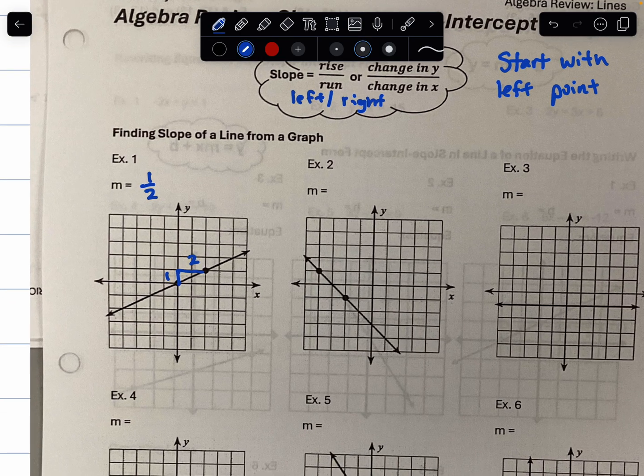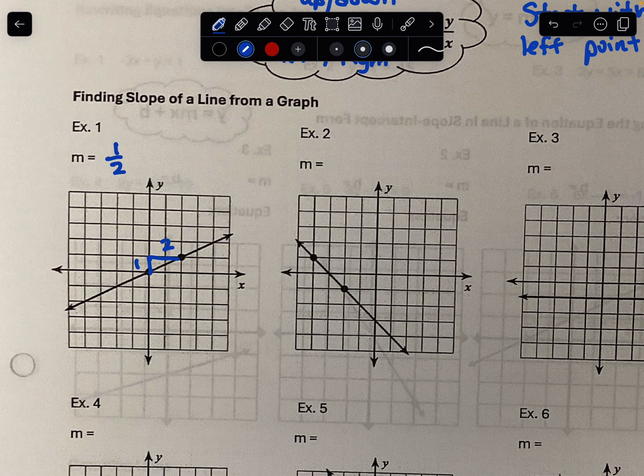Easy. All right, Cannon, number 2. Tell me what direction I would be counting first. If I start at the point on the left, then you're going to go down. Every time, start at the point on the left. How many would you count down? 2. And what type of number shows down 2? Negative. So -2, and then over to the right, 2. So -2 over 2, what would that simplify to? -1. So here, my slope is going to be -1.